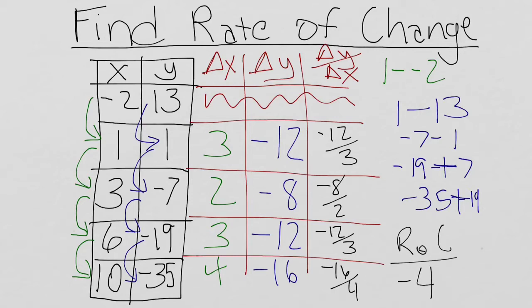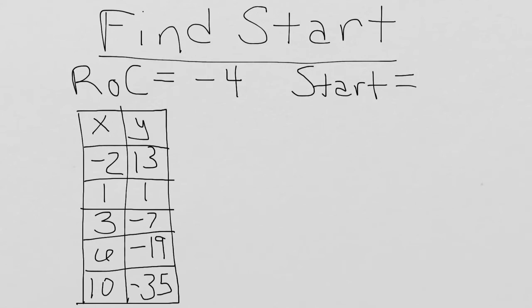Alright, now we're going to continue on. So here we're going to use our rate of change of -4, which I have right here, to find a start value. And there are 3 ways to do this. The first way that we're going to look at is when we have an x value that is smaller than 0. So we're going to count up or down to the 0.